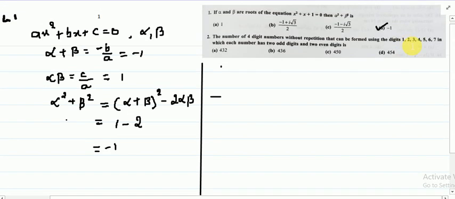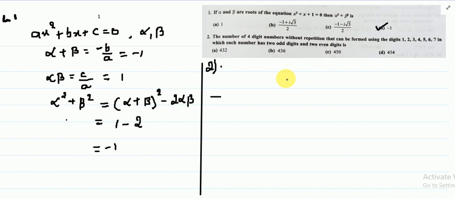Second question. The number of 4-digit numbers without repetition that can be formed from the digits 1, 2, 3, 4, 5, 6, 7, in which each has 2 odd digits and 2 even digits. Now you need 2 odd digits and 2 even digits. Therefore first of all you need to choose 2 odd digits and 2 even digits, then you can arrange them in 4 factorial ways.